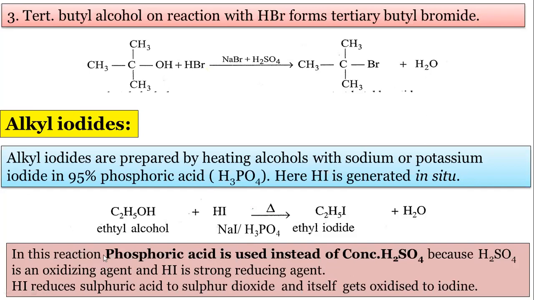Note this question: for the preparation of alkyl iodides, why is H3PO4 or phosphoric acid used instead of concentrated H2SO4? So we have to write this answer: HI is a strong reducing agent and H2SO4 is an oxidizing agent. HI will reduce the sulfuric acid to sulfur dioxide and itself gets oxidized to iodine.